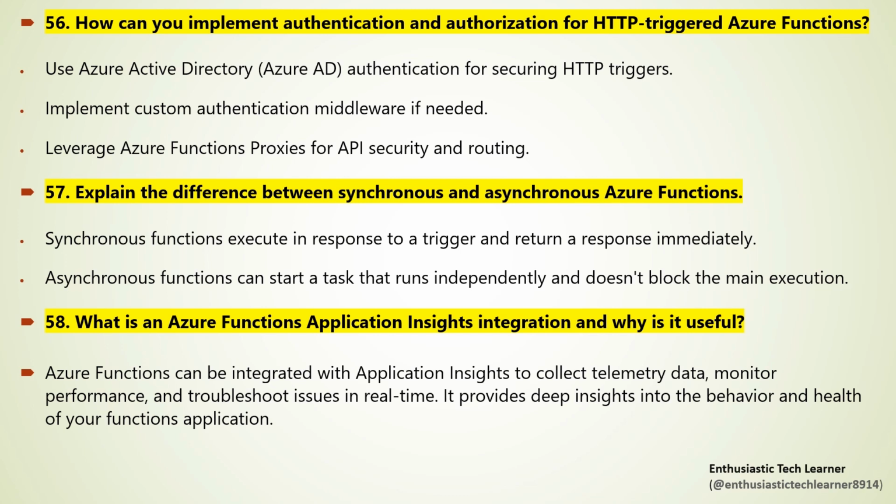Explain the difference between synchronous and asynchronous Azure functions. Synchronous functions execute in response to a trigger and return a response immediately. Asynchronous functions can start a task that runs independently and doesn't block the main execution.